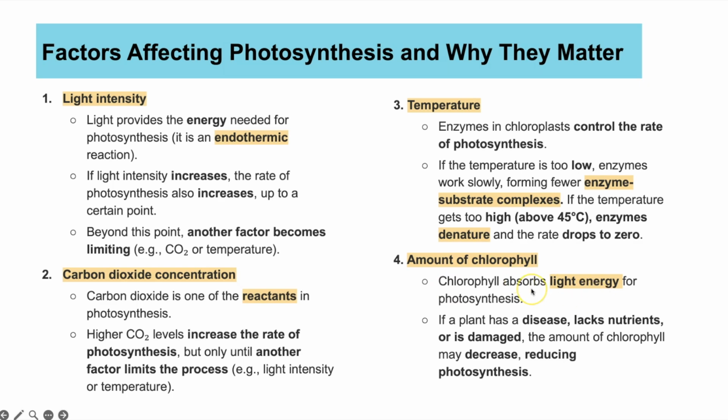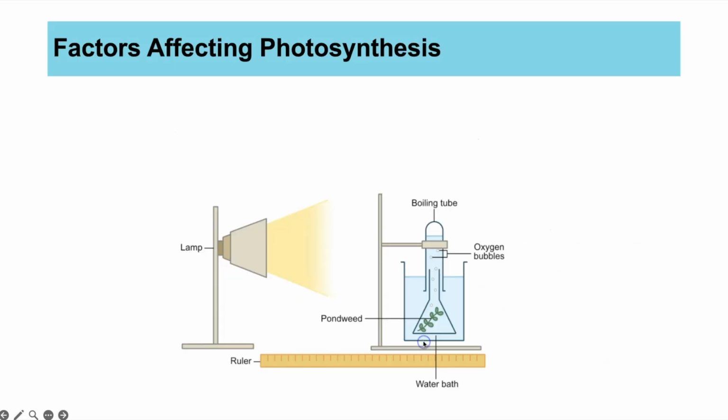So if you have more of that, there's more chlorophyll to absorb the light energy needed for photosynthesis. And this links to topic 3, plant disease, because if plants don't have enough magnesium ions to make chlorophyll, then their leaves go yellow, and that's going to affect the rate of photosynthesis.